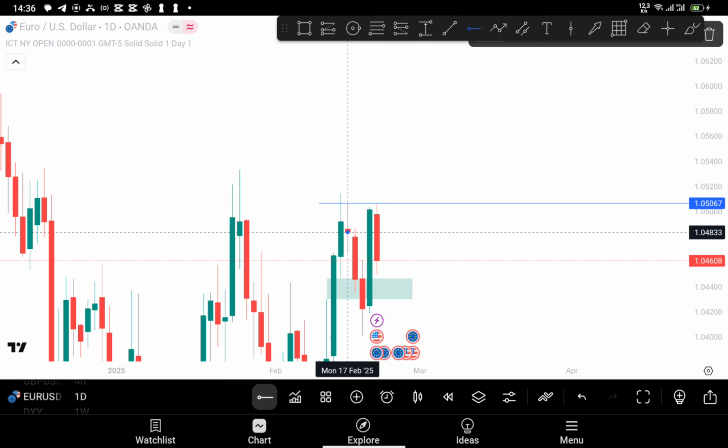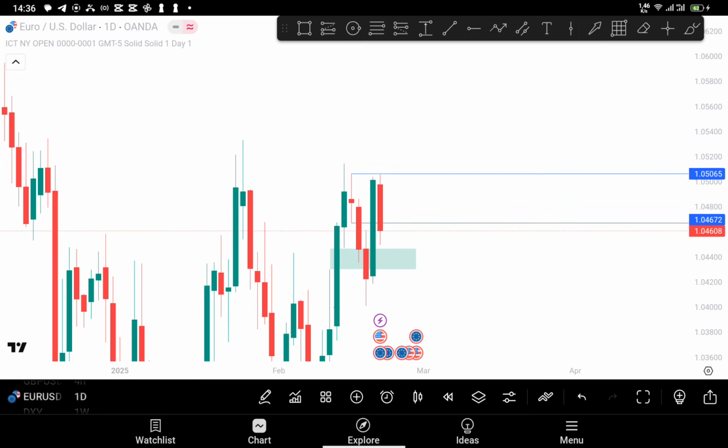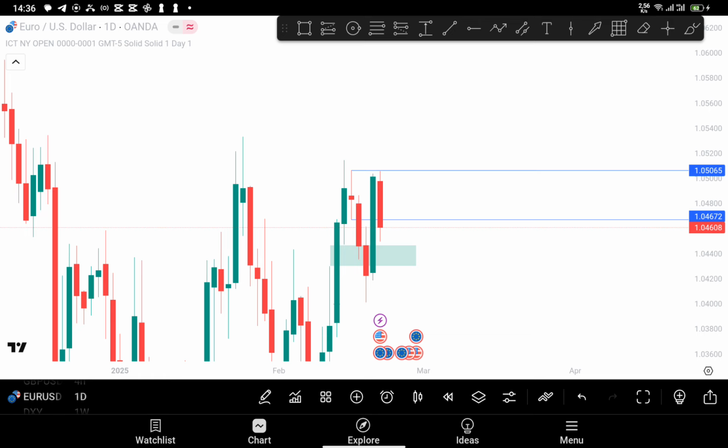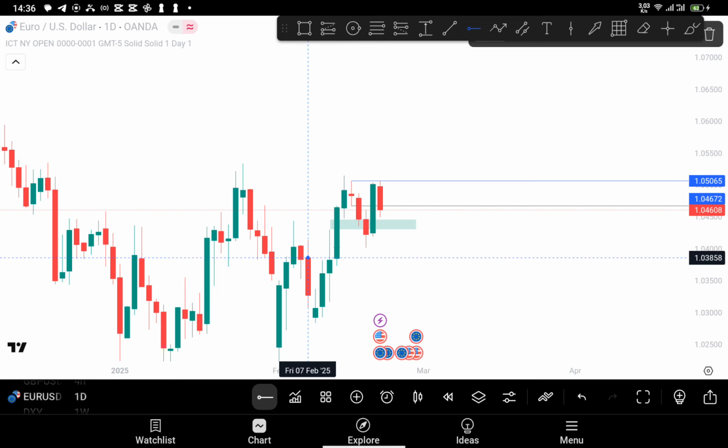Okay, so this was a consolidation. Okay, and then we see that Tuesday displaces into that weekly gap, into that daily gap. Okay, and then after that we trade into the daily order block. So we traded into the open of the daily order block. These two red candles, these two candles, we traded into the open here.